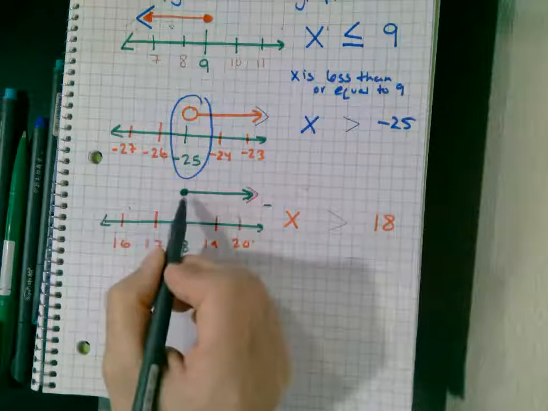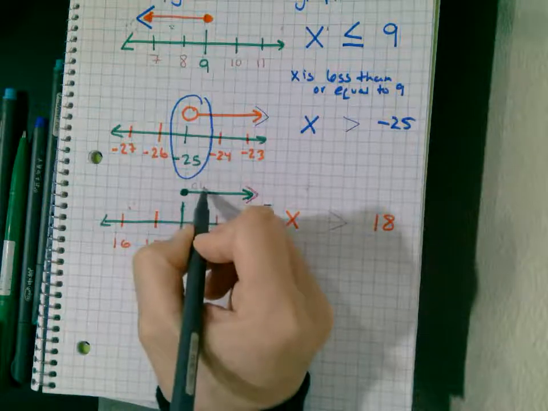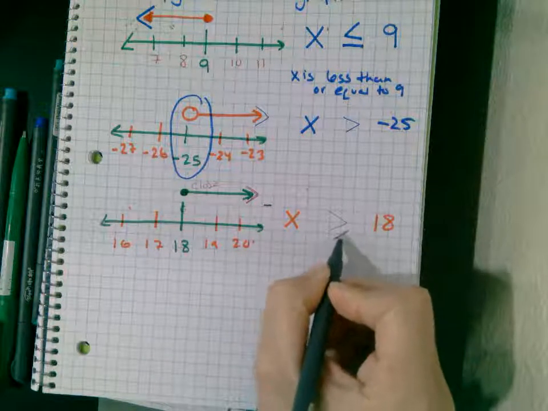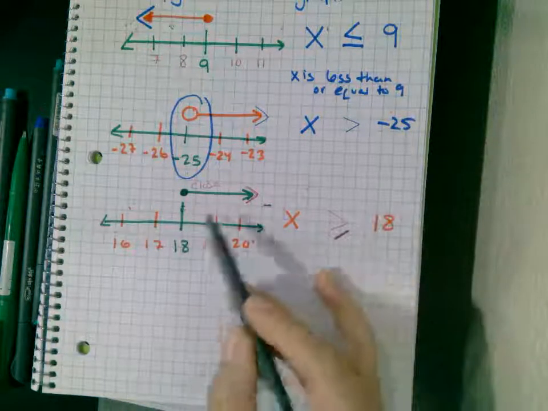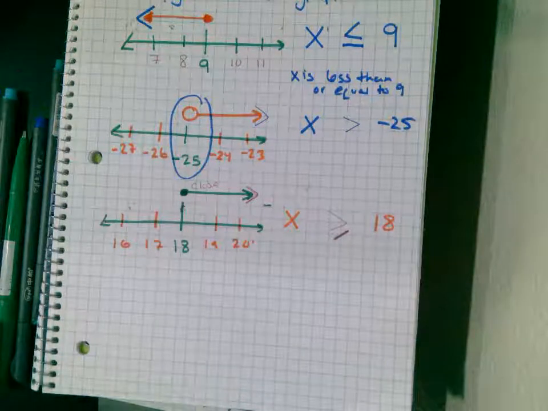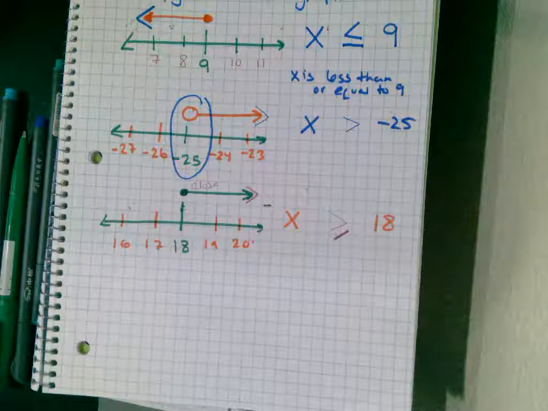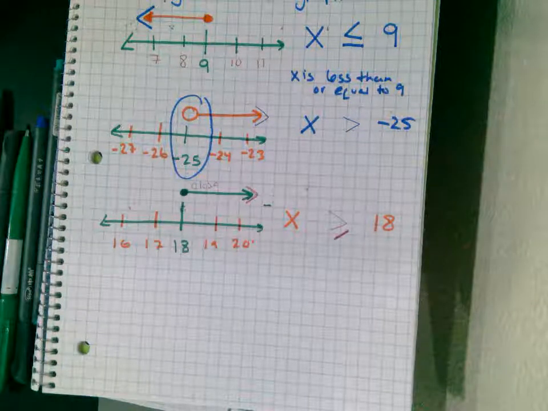And then you go here and it's a closed circle, right? So if it's a closed circle, you're going to add this extra little line right here, the equal to part. So if it's a closed circle, make sure you add that tiny little line at the end. X is less than or equal to 18. Very good, Jocelyn. All right.